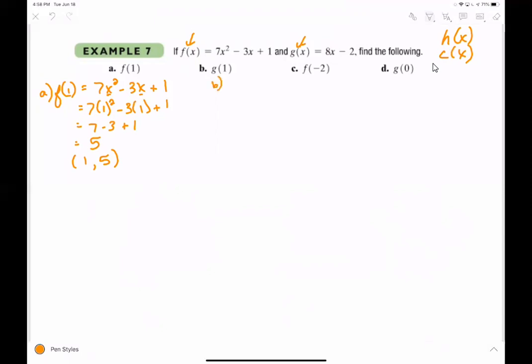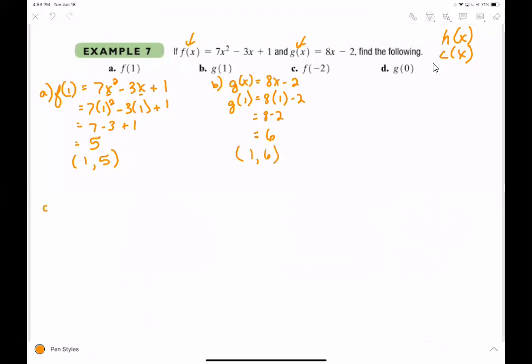The second one here, we're going to input into g. Our g of x is 8x minus 2. We're going to replace x with 1. So we're going to replace the x with a 1. And then we're going to simplify the right hand side. So this is going to be 8 minus 2, which is 6. So we inputted 1, we outputted 6.